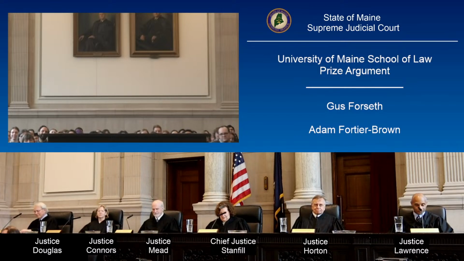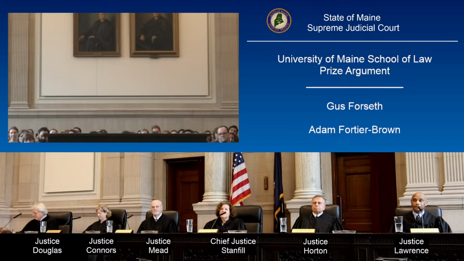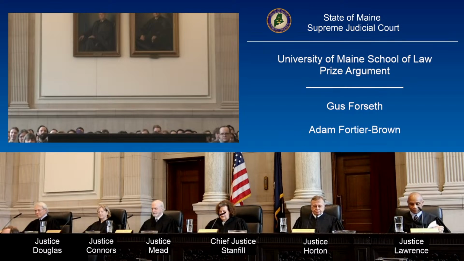With that, I will begin the way I usually do, by calling the case, asking counsel to identify themselves by saying your names for the record. For the appellant. Good morning. My name is Gus Forseth, and with me is Mackenzie Blackwell, and together we represent the appellant, Nathan Parker. Thank you. Good morning, Your Honor. My name is Adam Fortier-Brown, and I'm joined by Patrick Miskovsky. Together we represent the appellee, ArtSpot, LLC. Thank you. Well, counsel, Attorney Forseth, if you're ready to proceed, we'd be happy to hear your argument.